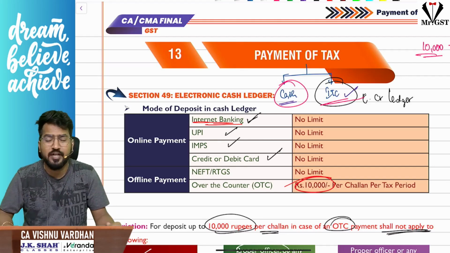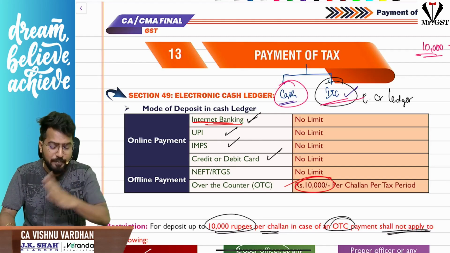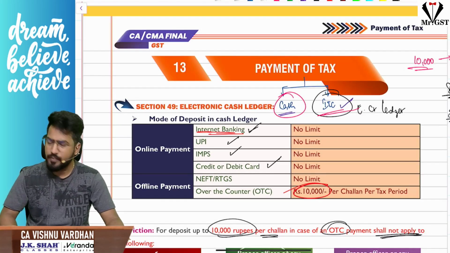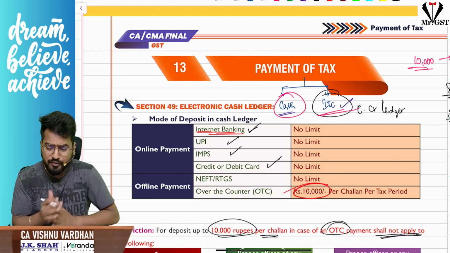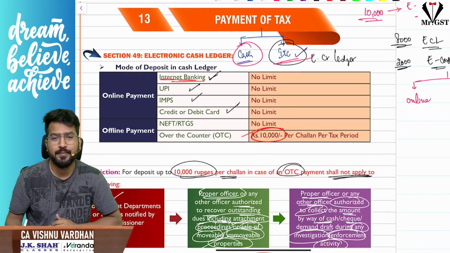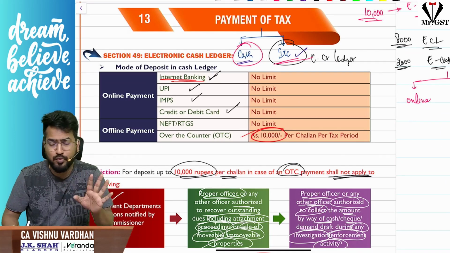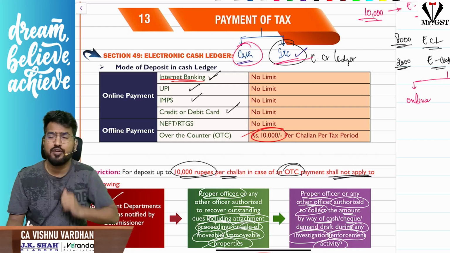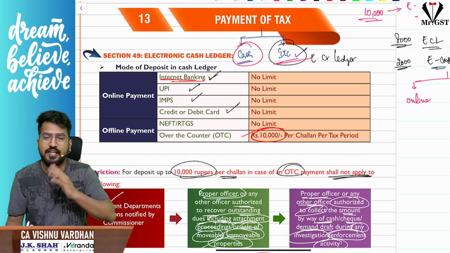In this video, we are quickly going to revise a chapter called Payment of Tax. In this chapter, when you are making the payment of tax, payment can be done through two methods. First, for paying the tax, you may use your credit ledger balance, or if that is not sufficient, you can use your cash ledger balance.